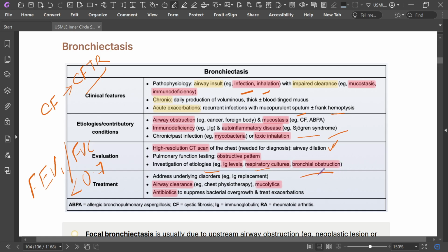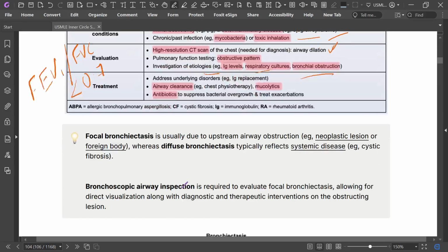Respiratory culture should be done. Bronchial obstruction should be assessed. How to treat? Address the underlying disorder, like if there is immunoglobulin deficiency, give immunoglobulin. Airway clearance and chest physiotherapy, with or without mucolytics, and antibiotics to suppress bacterial overgrowth and treat exacerbation.